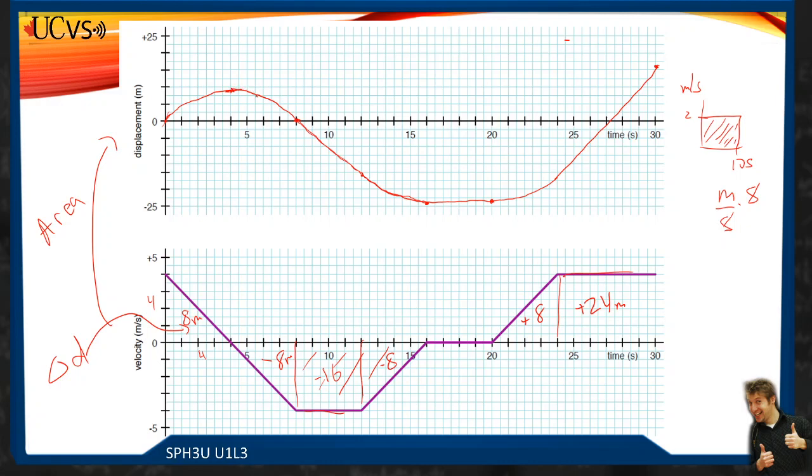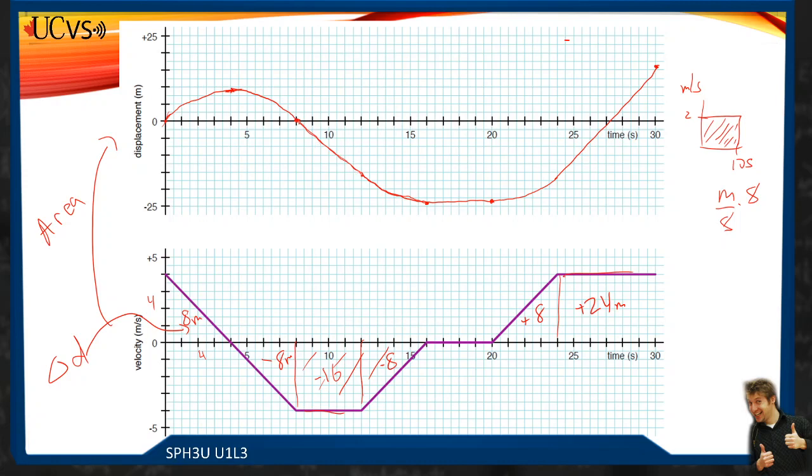We're going to get faster, but in the negative direction, until we get to 8 seconds. Does that make sense? That's what we did here. We started at 0 speed, and then we're getting more and more negative, until we stop changing our speed at 8 seconds. Then we have a straight stretch here.